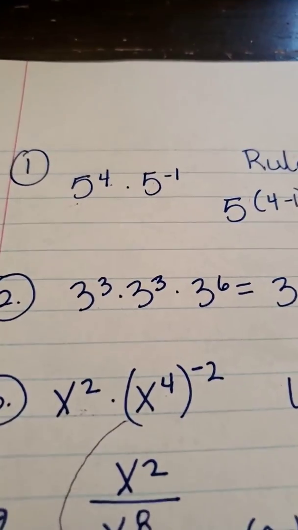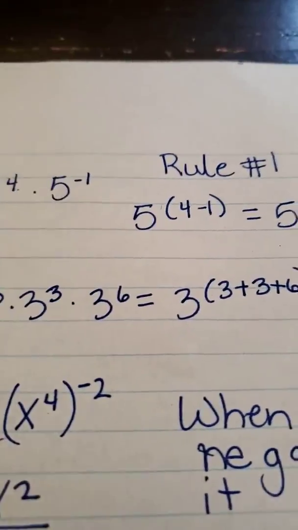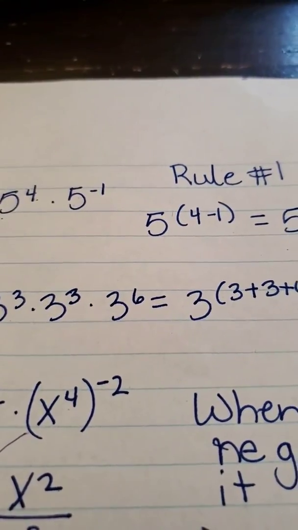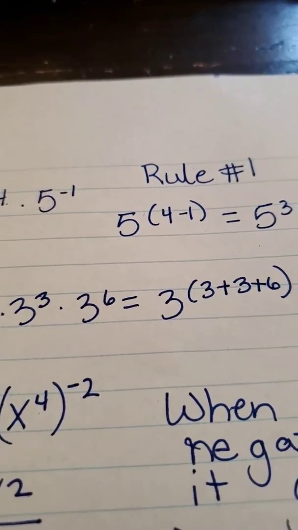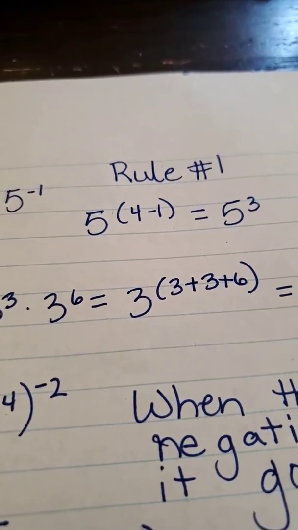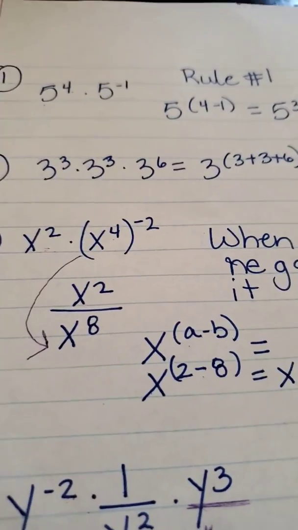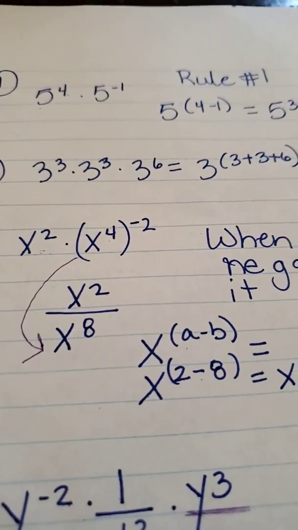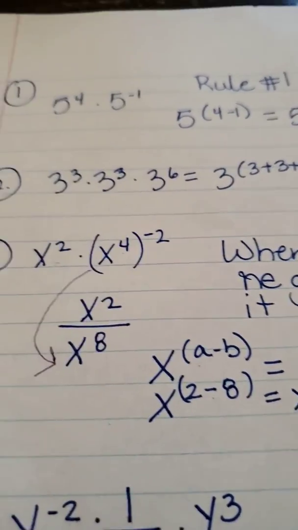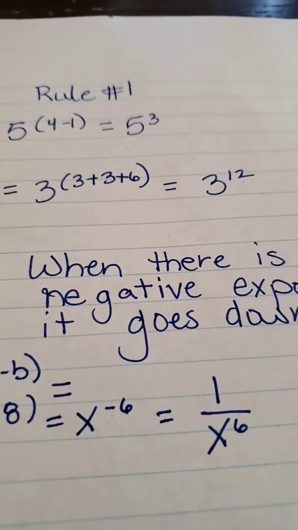Okay, so the first problem is 5 to the 4th times 5 to the negative 1. So I keep my big 5. I'm using rule number 1, and so I'm taking a plus b. And in this case, I have a negative, so it's subtraction. So it's 4 minus 1, which equals 5 to the 3rd. The next problem we have 3 to the 3rd times 3 to the 3rd times 3 to the 6th. Again, this is rule 1, and you're just going to add all those exponents up, keep your base number, and you're going to get 3 to the 12th.